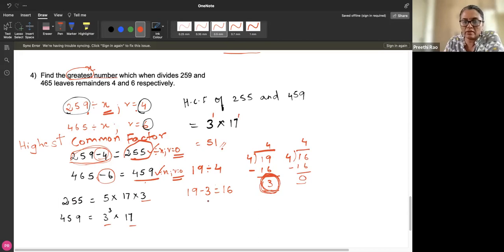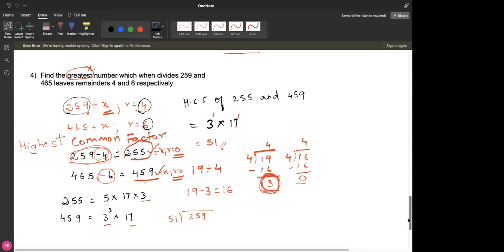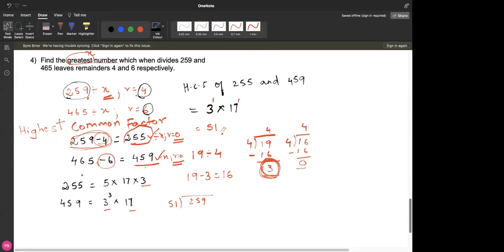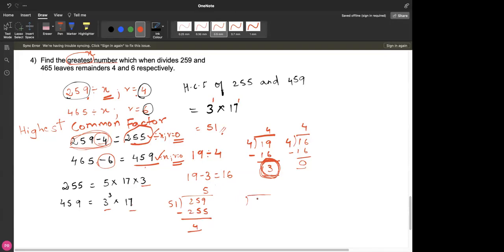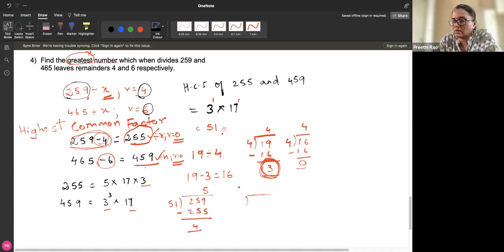So now when I divide 259 by 51, what will be the remainder? 4. And 465 divided by 51, the remainder will be 6, as given. Does anyone have any questions? No, ma'am. Everybody is clear with this idea? Yes. Okay. Shall we go to the next sum?